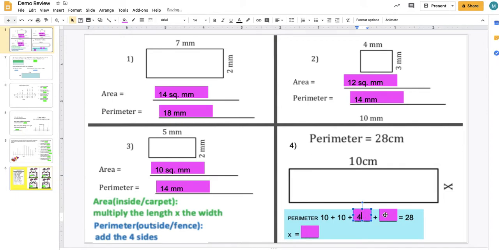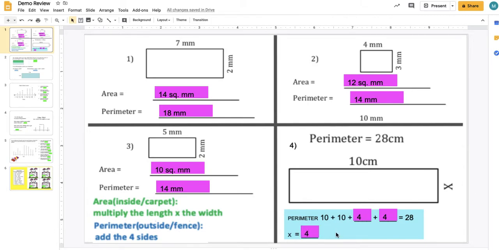So I'm going to type 4 and 4, x, or the length, or width, is 4. 10 plus 10 is 20, 4 plus 4 is 8, and 20 plus 4 plus 4 would give me the 28 I need. So the missing side, if we're being a detective, should be 4.